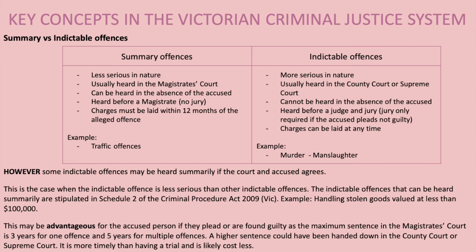Having the matter heard summarily may be advantageous for the accused person if they plead or are found guilty, as the maximum sentence in the magistrate's court is 3 years for one offence and 5 years for multiple offences. It is likely that a higher sentence could have been handed down if the matter was heard in the county or Supreme Court. It is also more timely than having a trial, and it is likely to cost less.